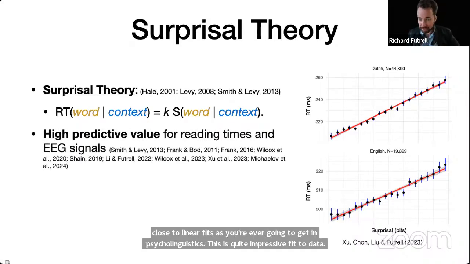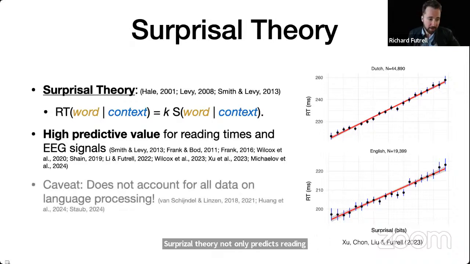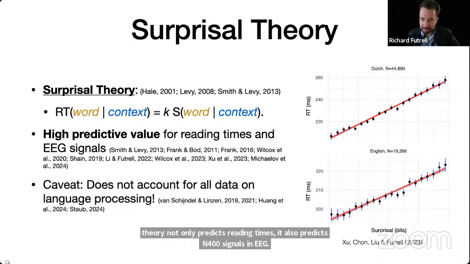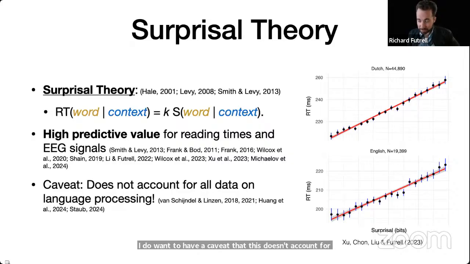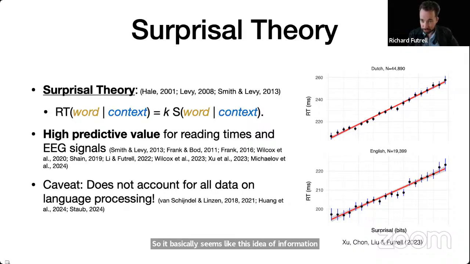Surprisal theory not only predicts reading times, it also predicts N400 signals in EEG. I do want to have a caveat that this doesn't account for all data on language processing, but it accounts for a lot. So it basically seems like this idea of information theoretic prediction is deeply entwined with what you're doing during incremental comprehension.